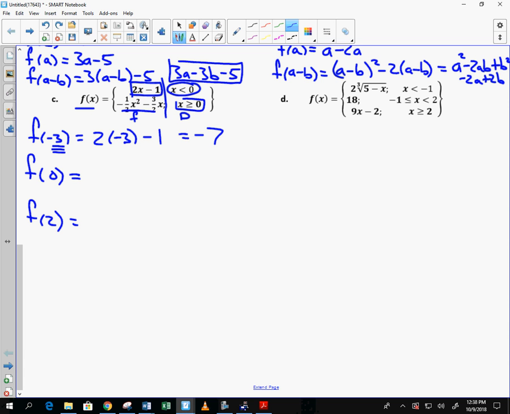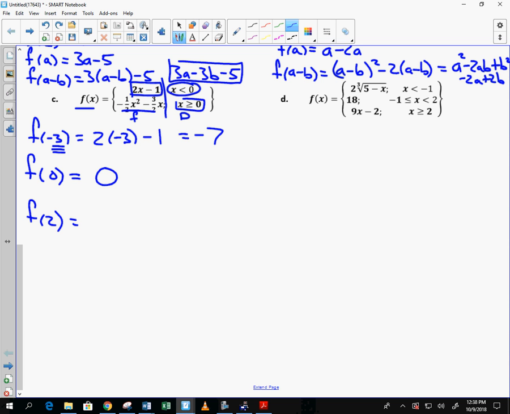Now let's look at f of 0. Does it satisfy the top one or the bottom one? Which one? Why the bottom? Because it's equal to. We plug in 0 at the bottom, and you can see you're just going to get 0.